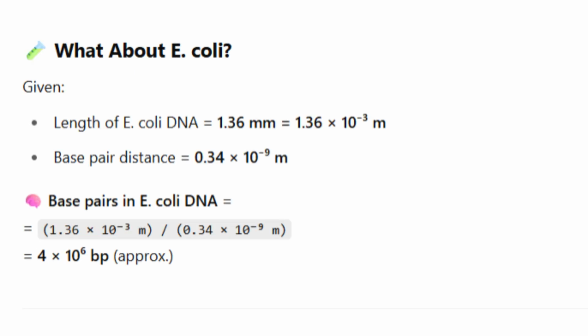What about E. coli? Given length of E. coli DNA equals 1.36 millimeters, equals 1.36 times 10^-3 m. Base pair distance equals 0.34 times 10^-9 m. Base pairs in E. coli DNA equals 1.36 times 10^-3 m divided by 0.34 times 10^-9 m equals 4 times 10^6 bp, approximate.